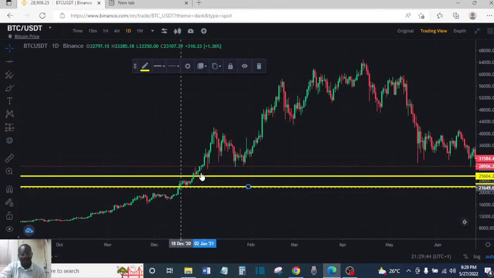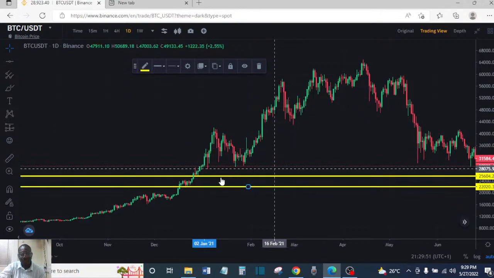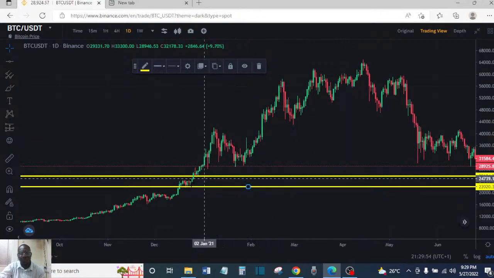And after the clearance of this, then we can have a smooth ride to the upside. So this is how far price can go for Bitcoin based on the current adoption of Bitcoin. But anything can happen. Price may decide not to get to this point.